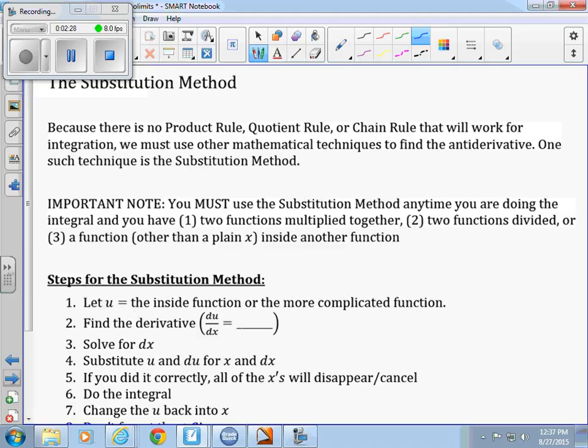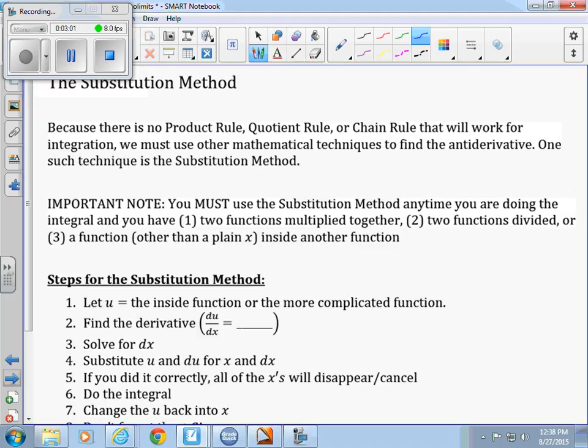You must use the substitution method anytime you're doing an integral and you have two functions multiplied together, two functions divided, or a function other than plain x inside another function. So anytime you have a chain rule, product rule, quotient rule, you have to do substitution. If I were in AB, I would say that's the only option you have. You will later have some other options if substitution doesn't work, but substitution would be your first try.